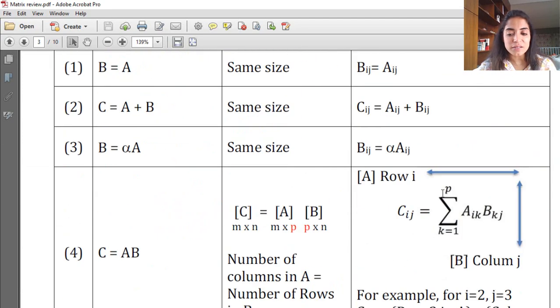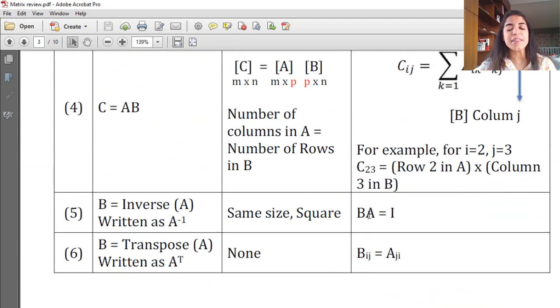So, guys, this means that if B is the inverse of A, B times A is equal to A times B, which is also equal to the identity matrix that corresponds to the size of A. This means that if A is a 1 by 1, then I will be 1 by 1. If A and B are 2 by 2, then I will be a 2 by 2 identity matrix.